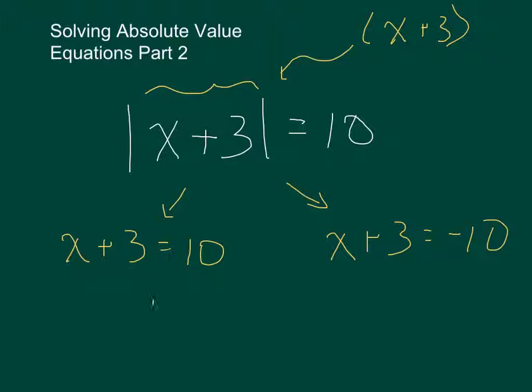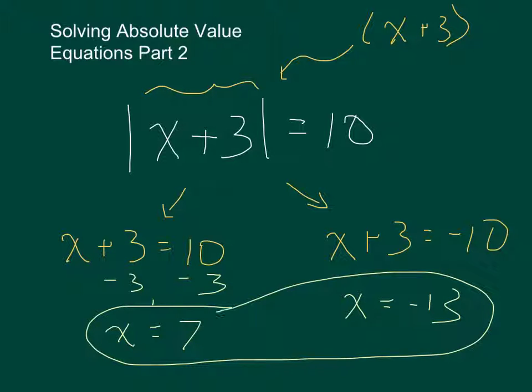So now that we're here, we solve each one, and we get x equals positive 7, and then we get x equals negative 13. So there are two values that if I take 7 and plug it into x plus 3, I get the absolute value of 10, which is 10 away from 0. If I take negative 13 and plug it in for x, I get the absolute value of negative 10, which is also 10 away from 0.